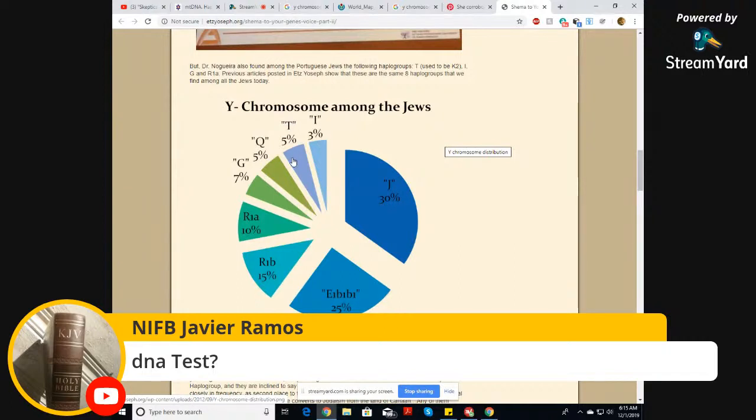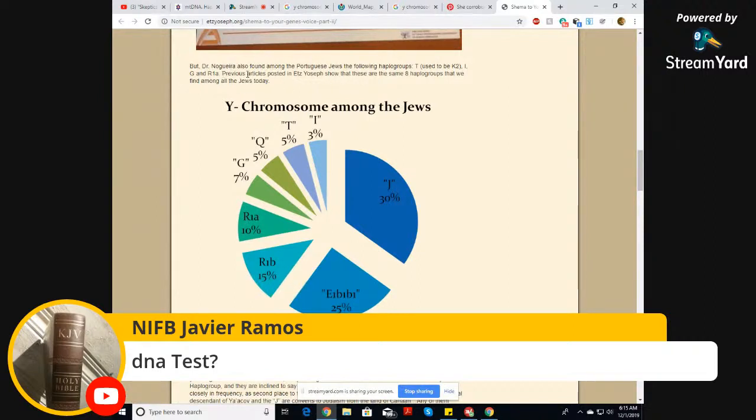The T is Japhethite. Q is Japhethite. G is Semitic. The 7% G here, that's Semitic. It may or may not be descendant of Israel. Maybe it's not descendant, but it's Semitic. And we have the R1 is Japhethite. The R1b is Japhethite. The E is Hamite.